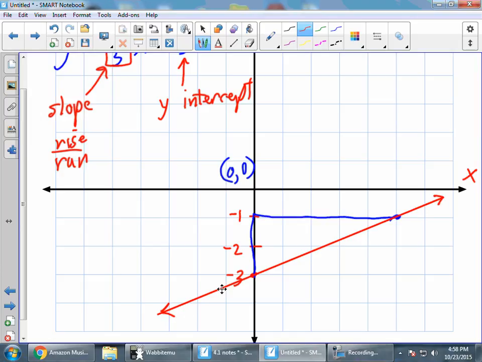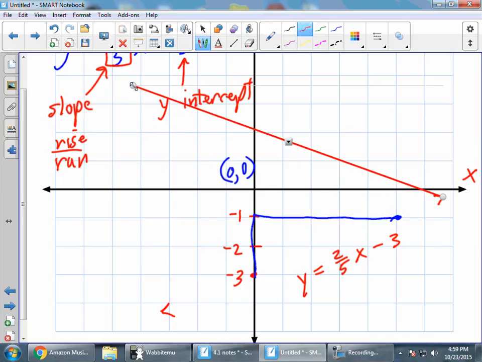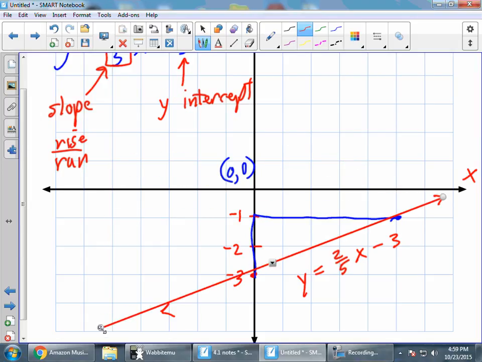But no matter where you are on that line, notice I can take this 2/5, I can move it anywhere on that line, and it's still the same steepness. And that is called slope, a constant slope for a constant rate of change. So this right here is the line y equals positive 2/5 x minus 3. Just like we said in the first half of this video, if this had been a negative slope, it would have looked like that. But it's a positive slope, so it looks like that.